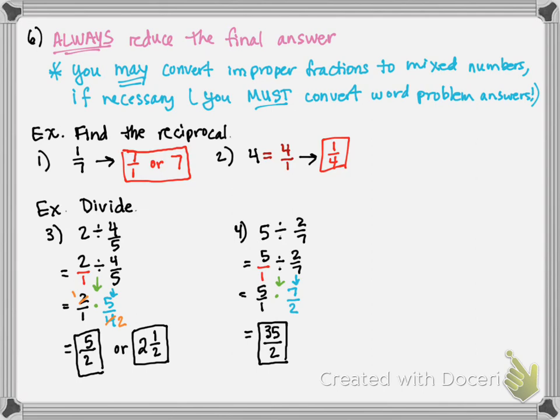Now, if I wanted to convert it to a mixed number, I'm going to do a little math off to the side. 2 goes into 3 once. With 1 left over, bring down the 5. 2 goes into 15 7 times, which is 14, and 1 left over. So the remainder is 1/2. So 17 and 1/2 would be the mixed number version.